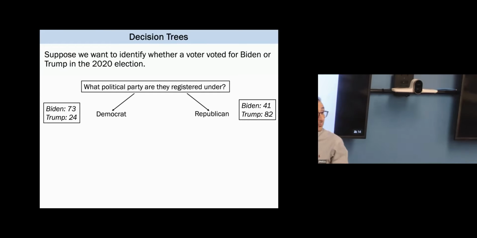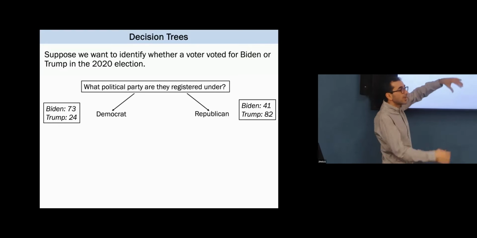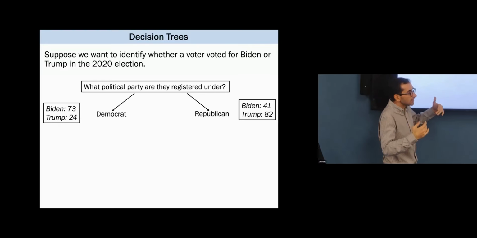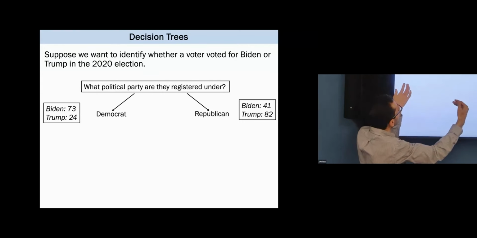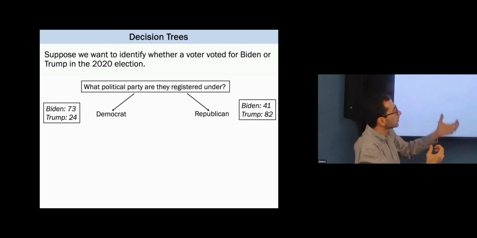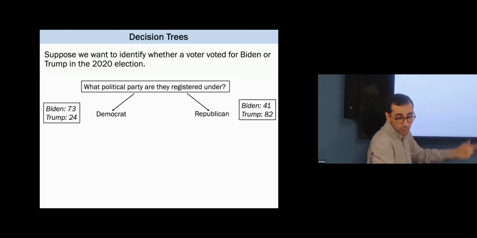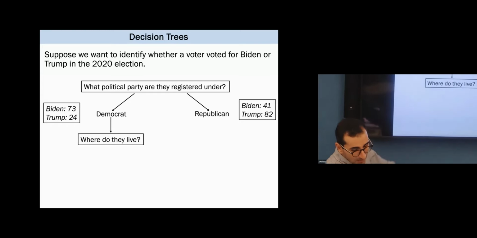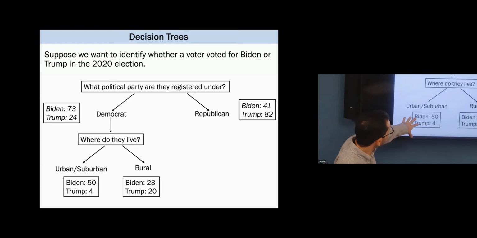Let's say we're choosing that variable as our first split in the decision tree. Then next, for this split, we consider which variable we should use to split those observations better, in the sense that we end up with more pure groups, groups that have only Biden or only Trump. And let's say for the Democrats, if I ask where they live, whether it's urban, suburban, or rural, it gives the following results.